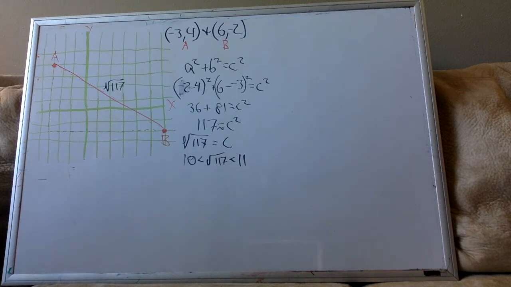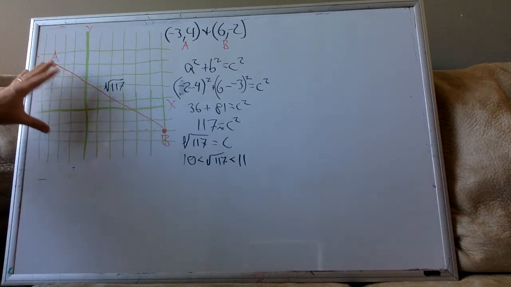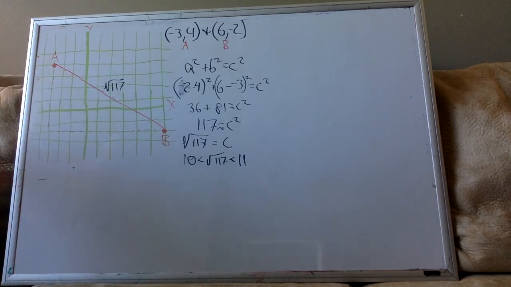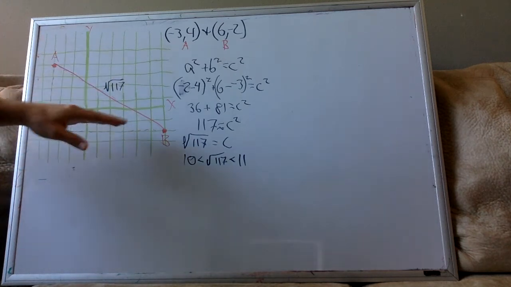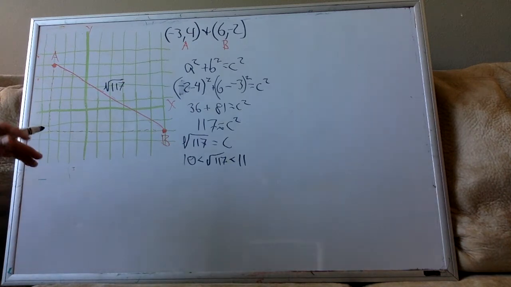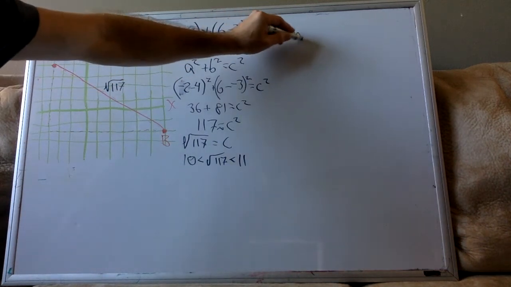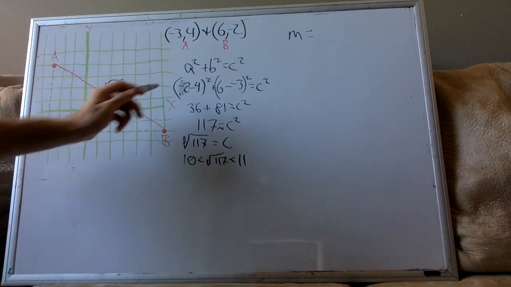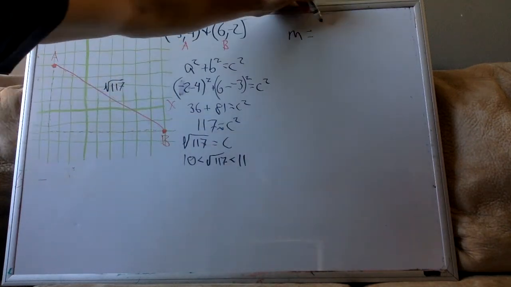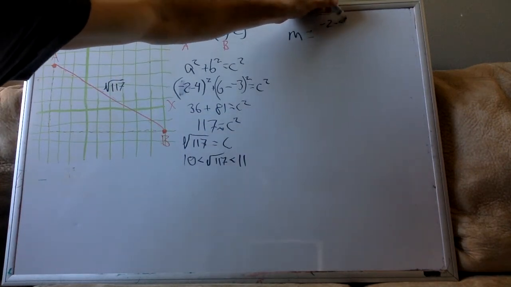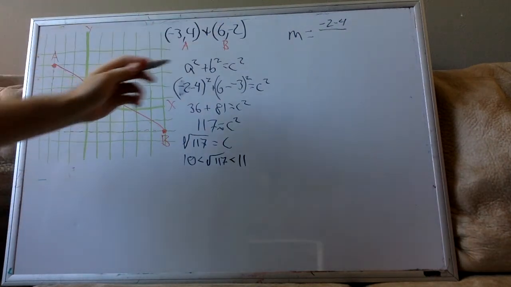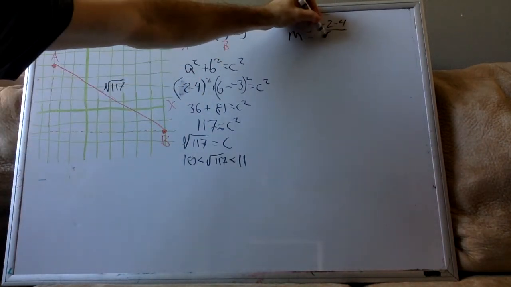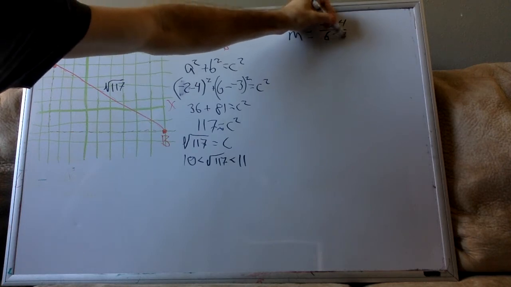Okay, we can also use a similar approach to tell us what the slope is. Remember that the slope is the ratio between the vertical change and the horizontal change. So we'll go ahead and create that. We have our slope, which is the vertical change. That's this. So -2 minus 4. And then the horizontal change, 6 minus -3.